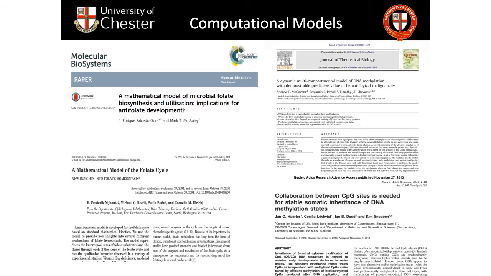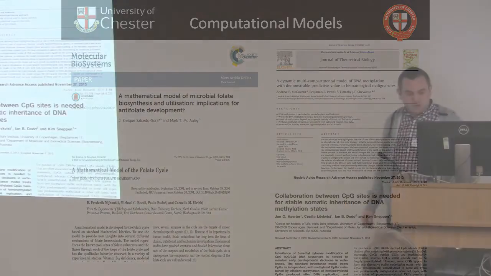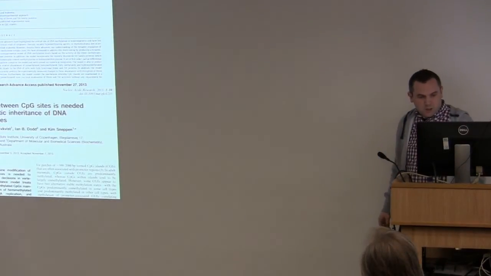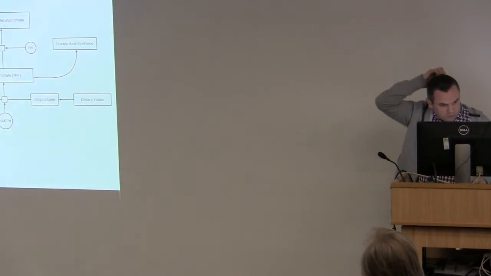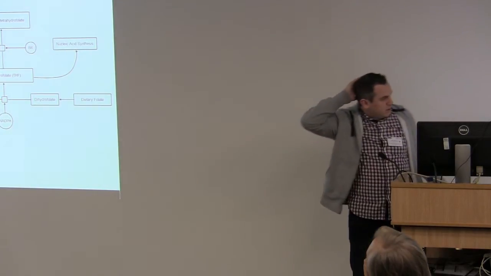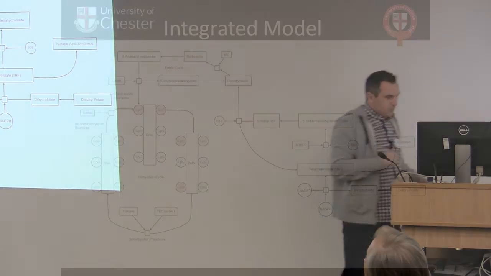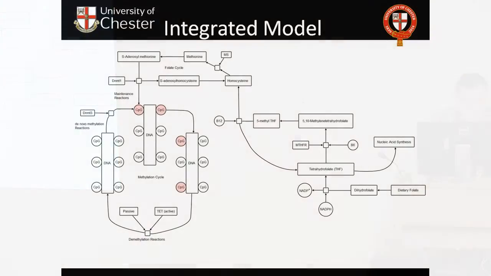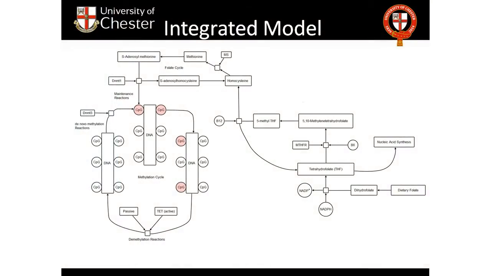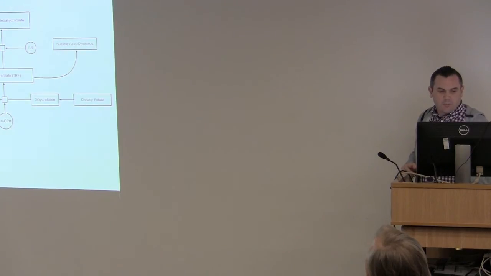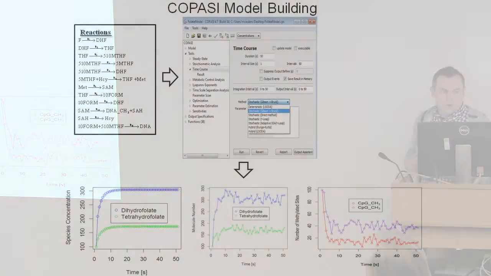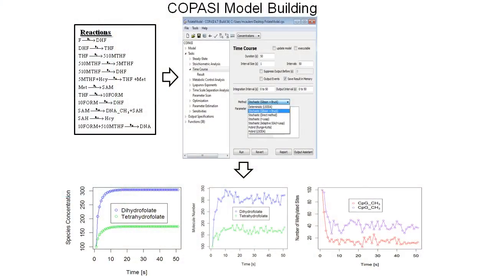The reason why these guys did it stochastic is that the experimental data suggests that the system is stochastically regulated. Okay, so we are currently adapting our model and integrating the folate pathway with a DNA methylation cycle. And what we're going to do is run some deterministic and stochastic simulations using Copasi.